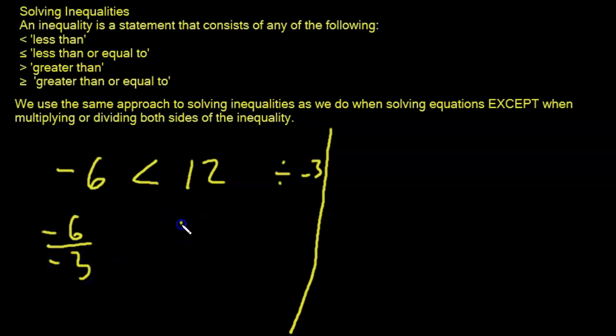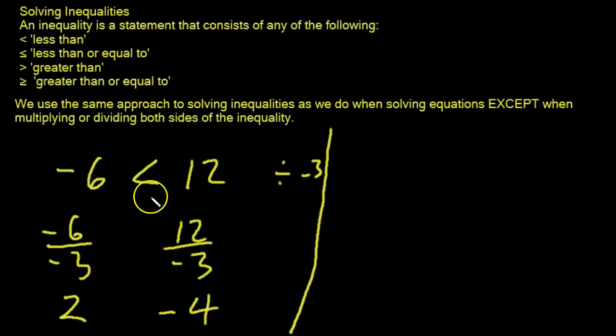Divide both sides by 3. Both sides divided by 3, right? Minus 6 divided by minus 3, that's what? Positive 2. Remember, negative divided by negative is positive. And 12 divided by minus 3, you're dividing, and the signs are different, one positive, one negative. So just like with multiplication, you end up with a negative result. So minus 4.